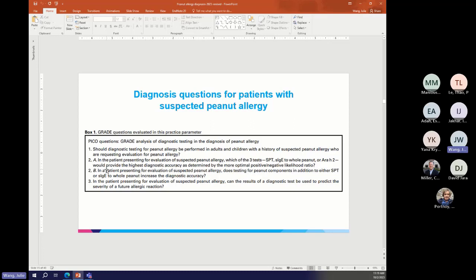Part 2 of question 2 is, in the patient presenting for evaluation of suspected peanut allergy, does testing for peanut components, in addition to skin test or blood test to whole peanut, increase diagnostic accuracy? And then the third question is, in the patient presenting for evaluation of suspected peanut allergy, can the results of the diagnostic test be used to predict severity of a future reaction?